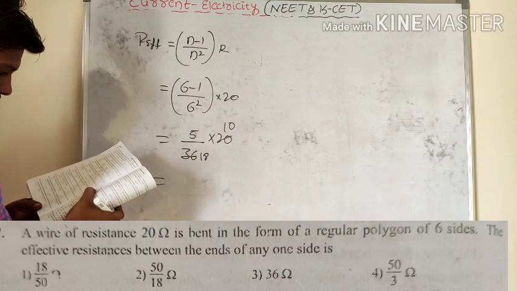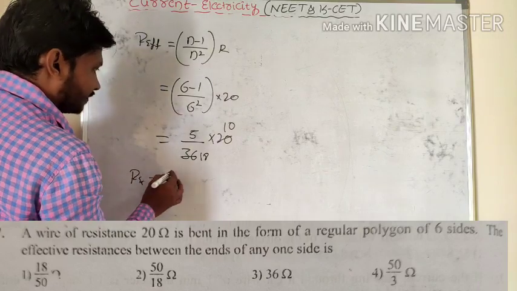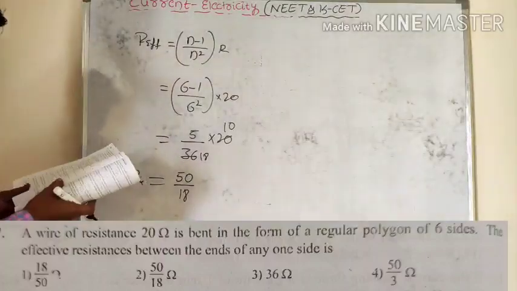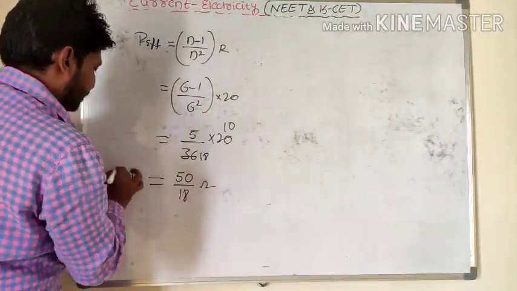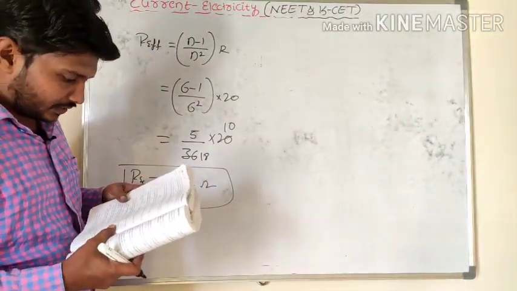So what's the answer? 5 into 10. In the options, the effective resistance is 50 divided by 18 ohm. What is the effective resistance here? 50 divided by 18 ohm is what they mention in that option. We'll look at the next one.